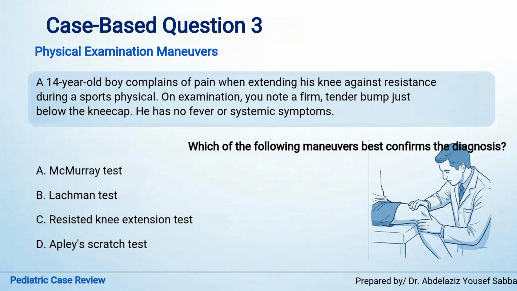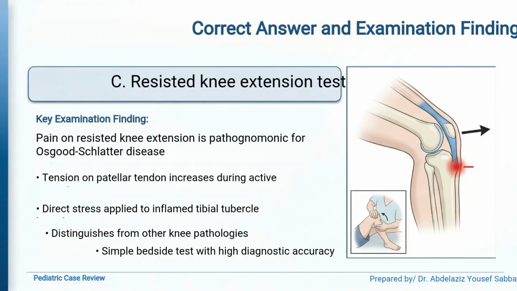Option A, McMurray test. Option B, Lachman test. Option C, resisted knee extension test. Option D, Apley scratch test. The correct answer is option C, the resisted knee extension test.